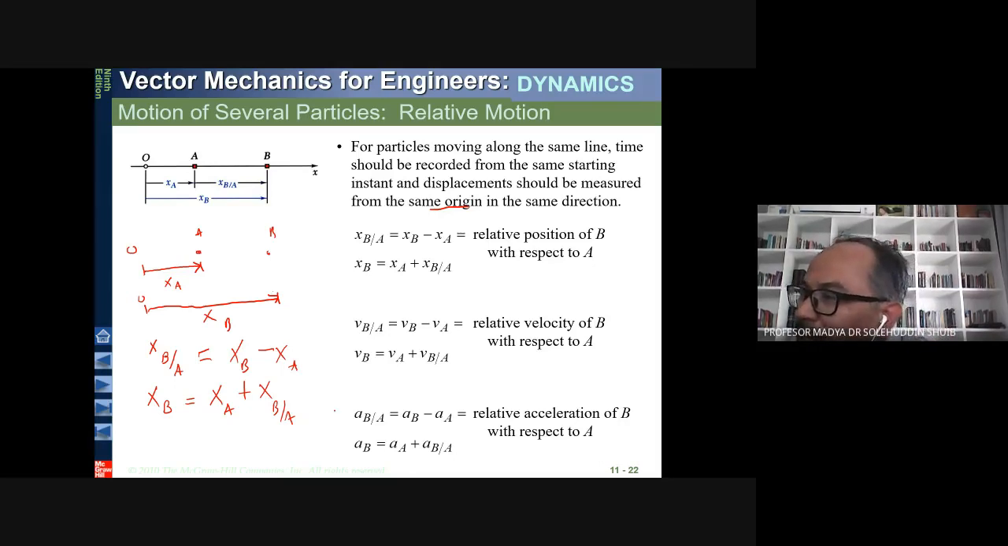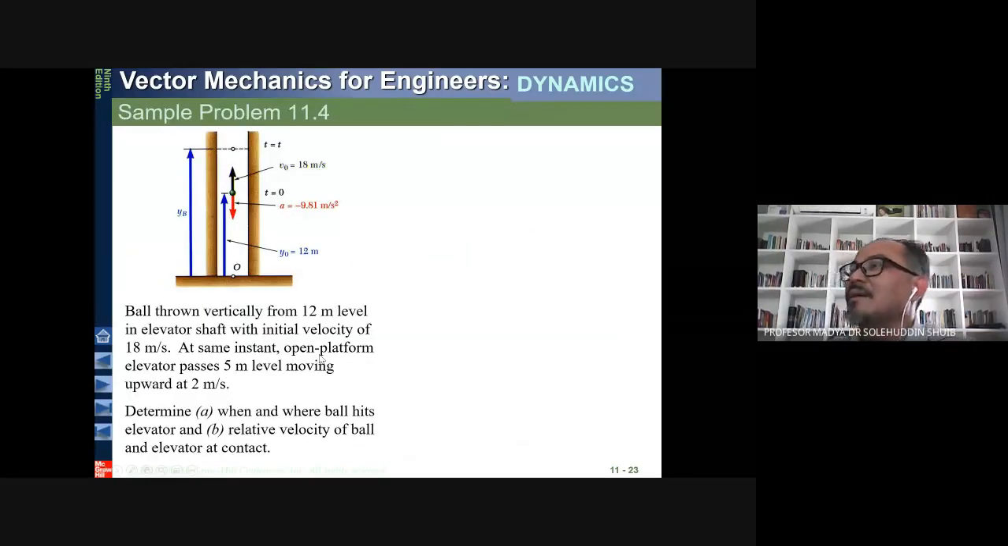Once you have set this up correctly, when you want to find the velocity or the acceleration, it will follow the same order. So here we have the velocity, vB/A equal to vB minus vA, and then acceleration, aB equal to aA plus aB/A. Remember this one.